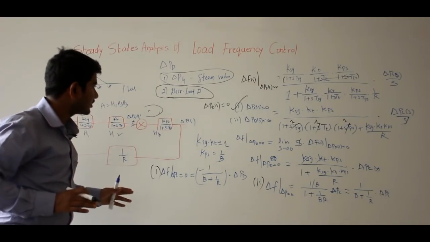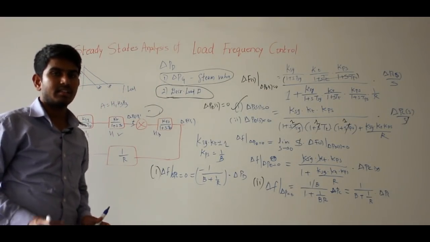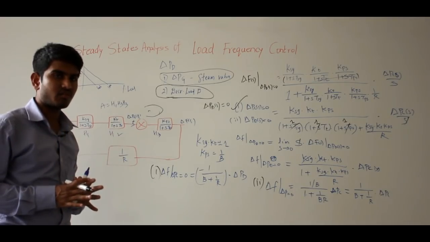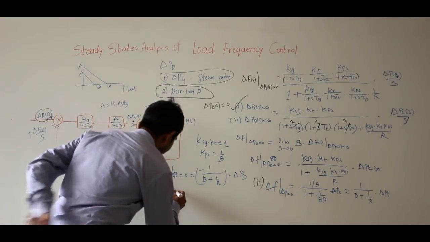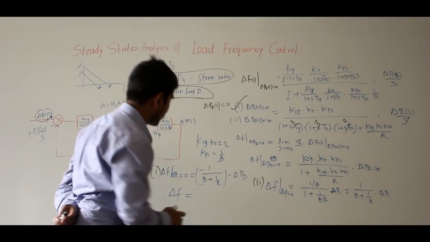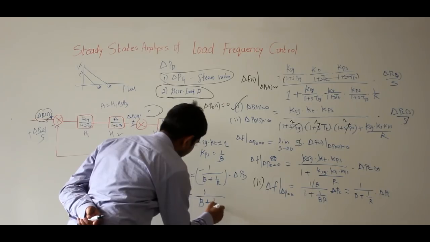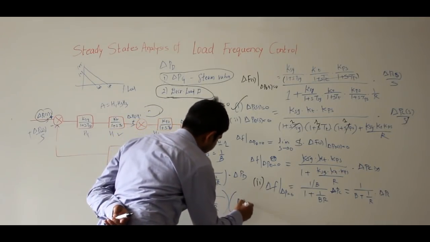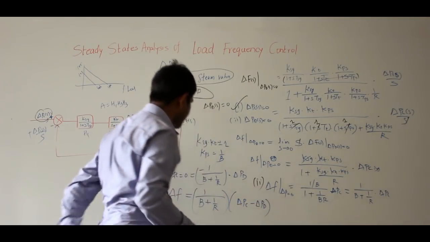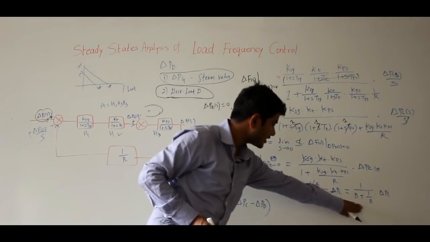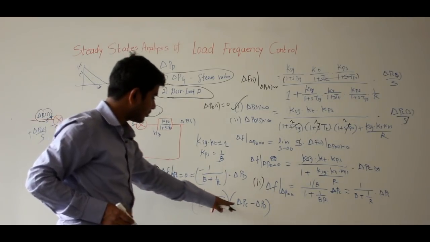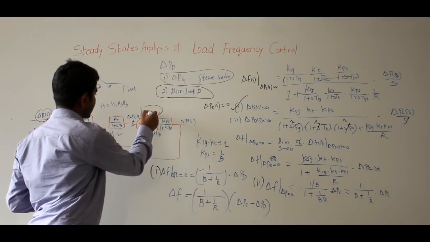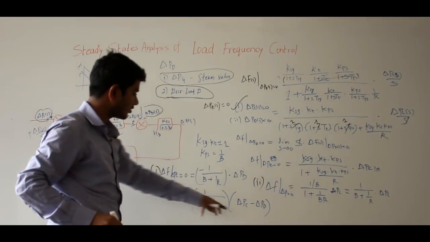Now by taking the effect of both, that is, your speed changer setting is changed and your load demand is also changed. Now, at that juncture, when both are changed, you will be having the delta F. Delta F will be equal to 1 upon B plus 1 by R into delta PC minus delta PD. So what we have written is the summation of this factor plus the summation of this factor. So this is plus delta PC and this is minus delta PD, because the input we are having here is minus delta PD of S. So that is why we got minus delta PD.